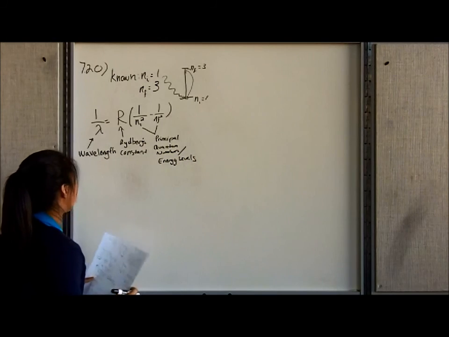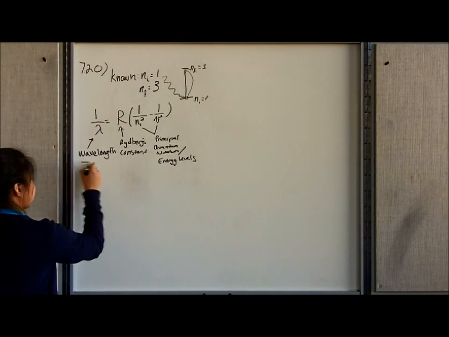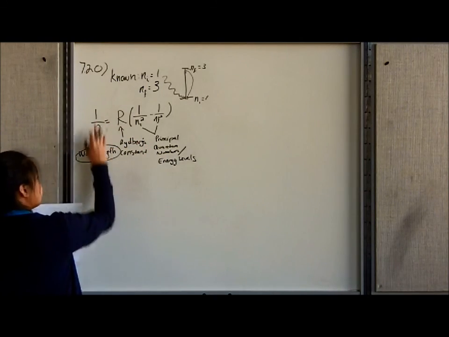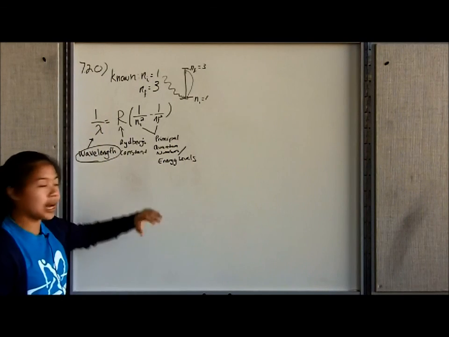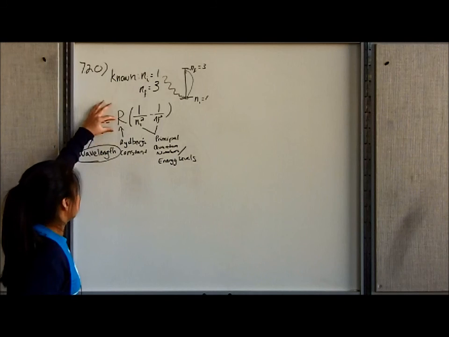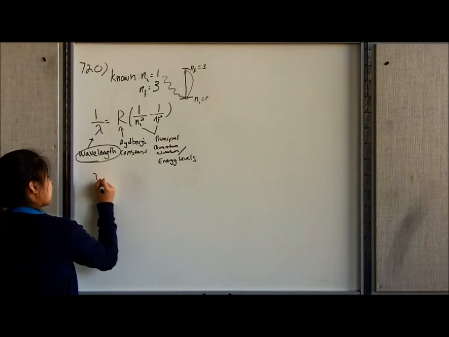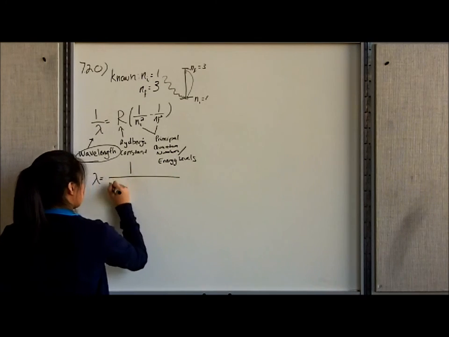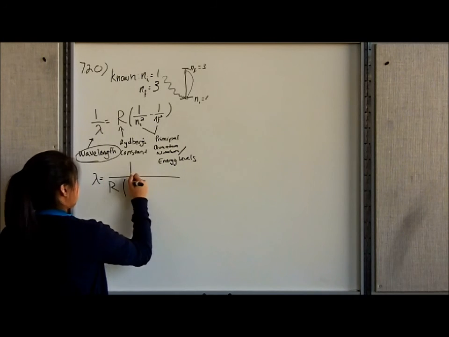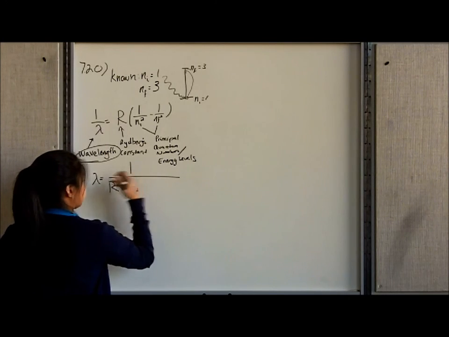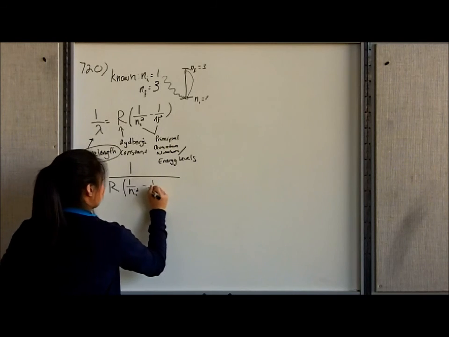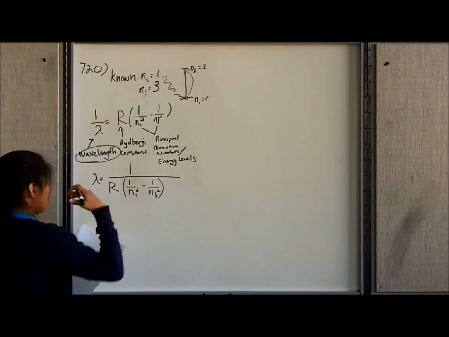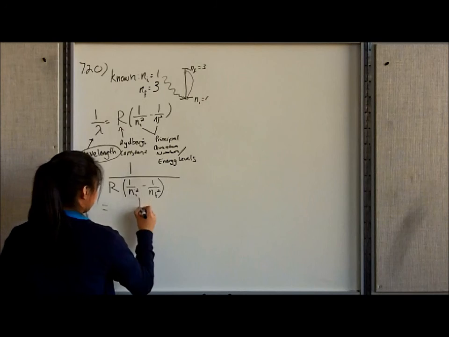Now we want to find the wavelength, so we have to flip this equation around so we have the wavelength on top. Mathematically, we flip this over and then flip this over. So now we have lambda, your wavelength, on top, equal to 1 over R multiplied by 1 over n initial squared minus 1 over n final squared. This is the setup you should have to find the wavelength. Now you just plug in what you have, the constant you were given.